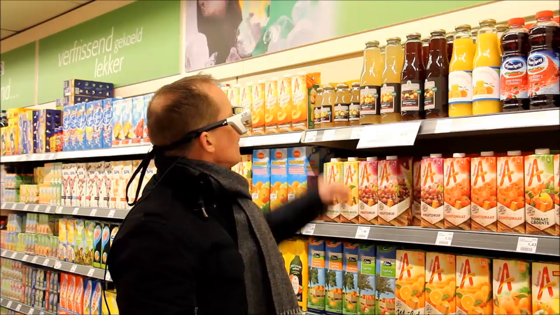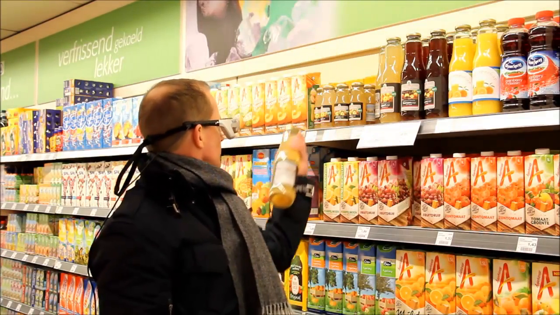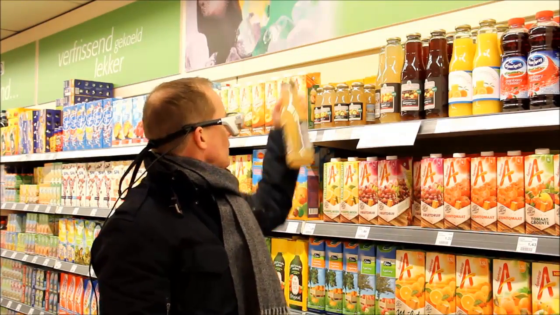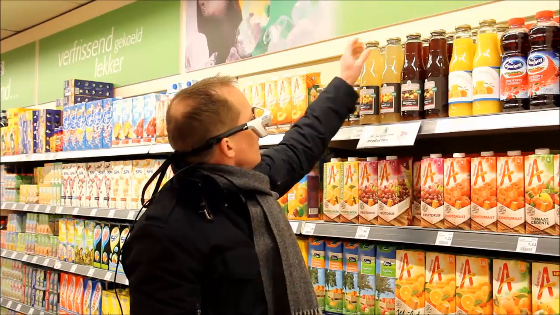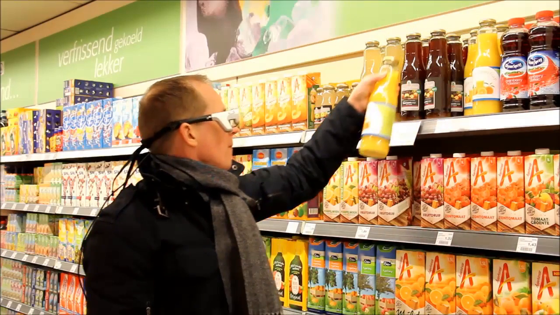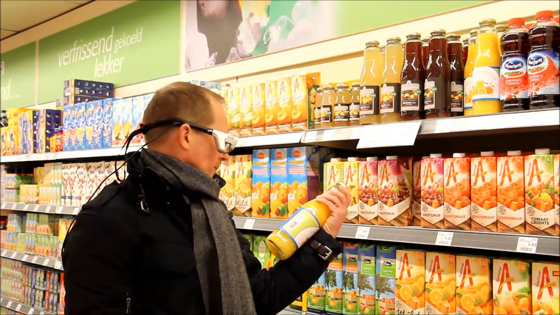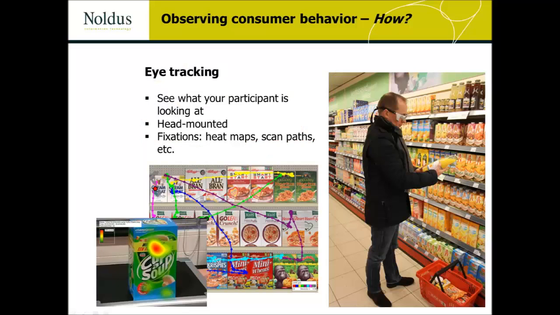Eye trackers let you see what your test participant is looking at. You can use a head-mounted eye tracker to study test participants in, for instance, a supermarket. The test participant can move and look around freely. You get a complete movie of the test participant's view. The software that goes with the eye tracker processes the raw XY coordinates and calculates fixations. You can visualize fixations as heat maps, gaze plots or scan paths.